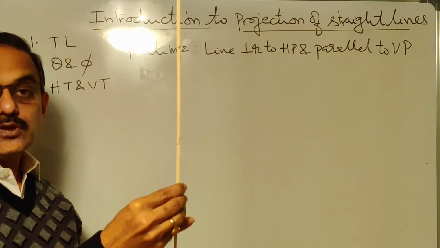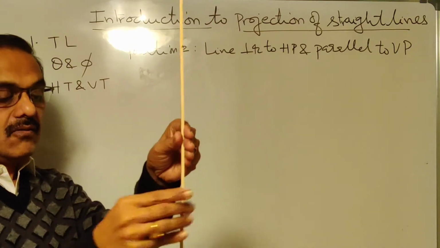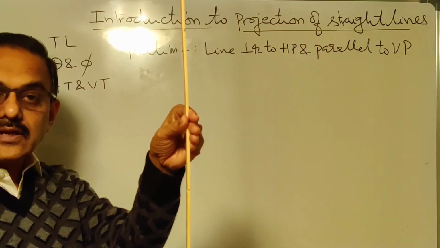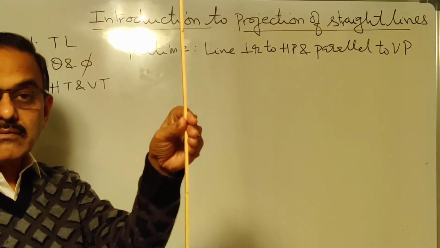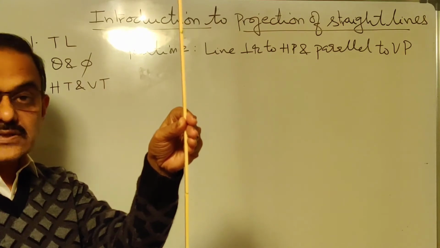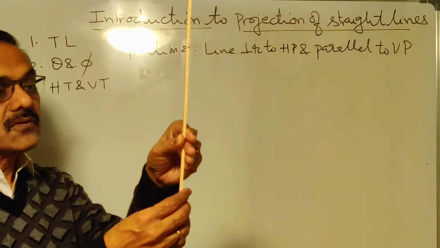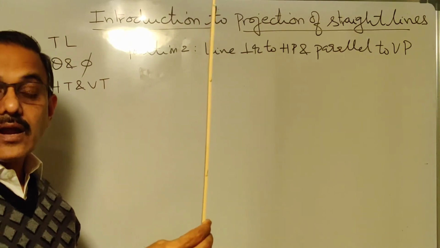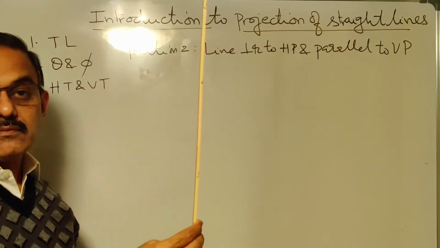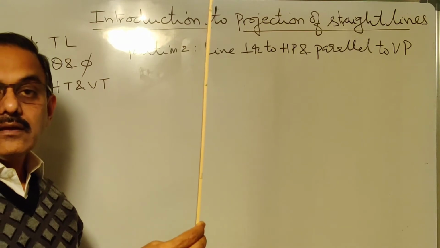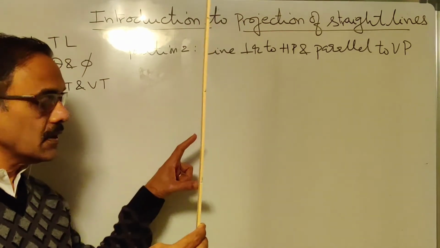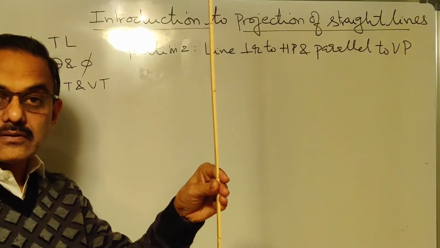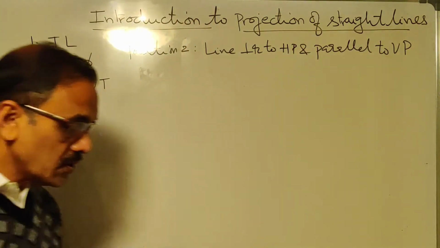Now let us obtain its positions. What will be its top view? When you project it, it is just a point, is it not? The top view of this line is a point. What about the front view? The front view is perpendicular to XY and true length. Okay? The front view is perpendicular to XY and true length, and the top view of the line is a point. Okay? Let me show it here.